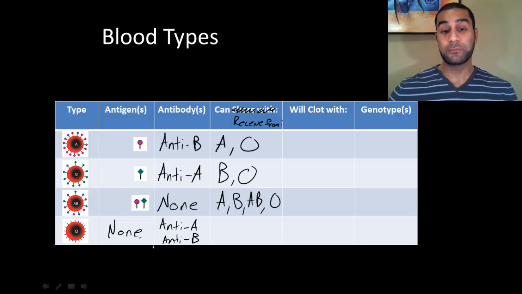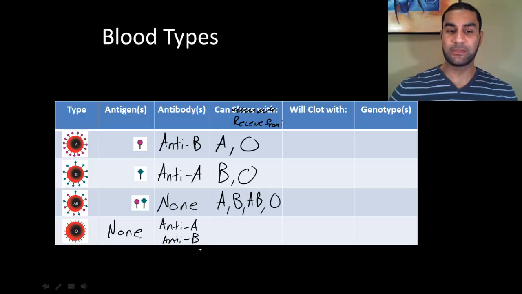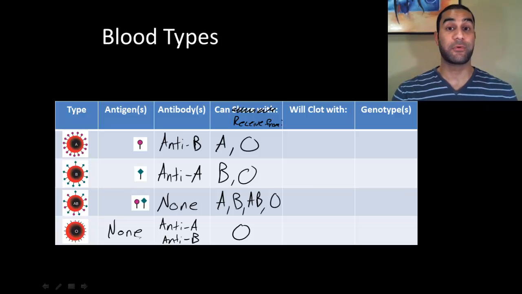Whereas type O, because it doesn't have either one of the antigens, it'll attack any combination of A or B. So of the four blood types, the only one that doesn't have either of the two antigens is itself. So if you have type O blood, you can only receive from other people who have type O blood. And this is why type O blood is such a high commodity.